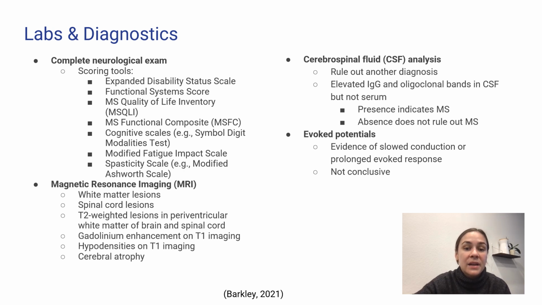You will also want to collect a magnetic resonance imaging. The MRI may reveal white matter lesions, spinal cord lesions, T2 weighted lesions in the periventricular white matter of the brain and the spinal cord, gadolinium enhancement on T1 imaging, hypodensities on T1 imaging, and cerebral atrophy. You will also want to obtain cerebrospinal fluid analysis to rule out other diagnoses. With an elevated IgG and oligoclonal bands in the CSF but not the serum, the presence indicates MS. The absence does not rule out MS. You will also want to obtain evoked potentials, which may reveal evidence of slowed conduction or prolonged evoked response, and it can also be non-conclusive.